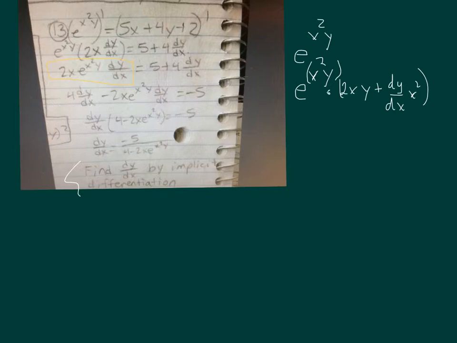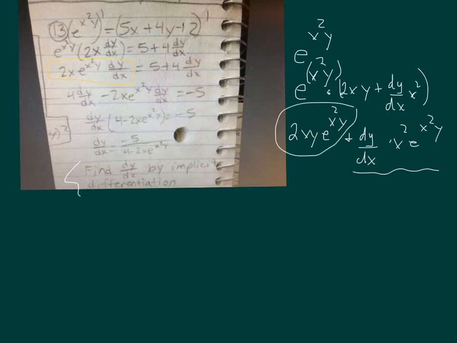So when you do that, and you're trying to solve for dy/dx, you've got dy/dx on the right hand side as well. So what you're going to have to do is multiply everything out. You'll get a 2xy e to the x squared y plus a dy/dx, and that is going to be multiplied by x squared times e to the x squared y. So on your left hand side, what you want to do is keep the dy/dx times this second term, keep that on the left hand side. Take this part over to the right hand side, and then you're going to bring the 4 dy/dx over to be with the x squared e to the x squared y part.